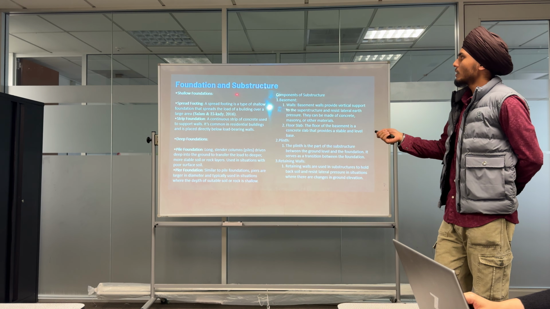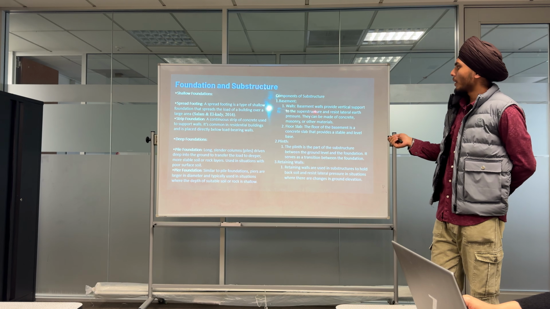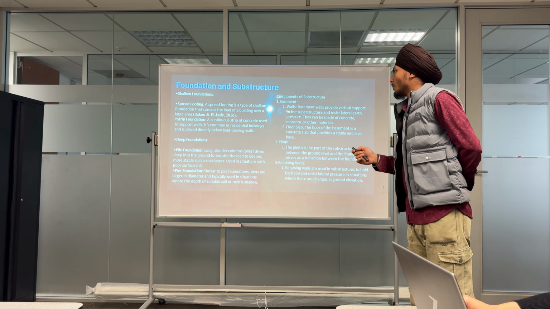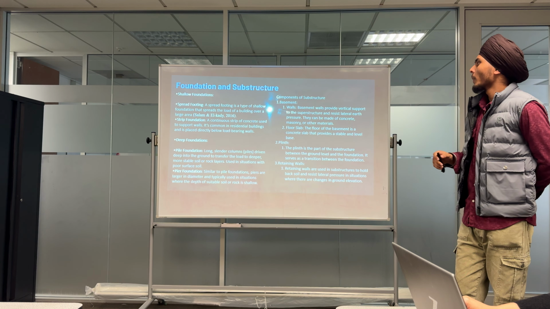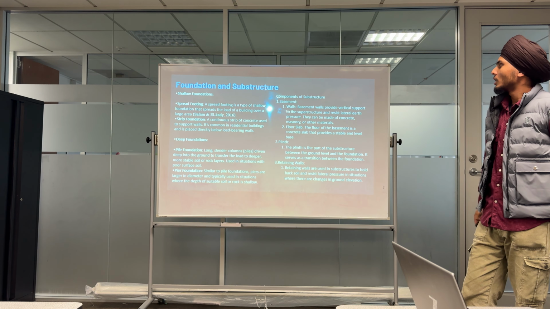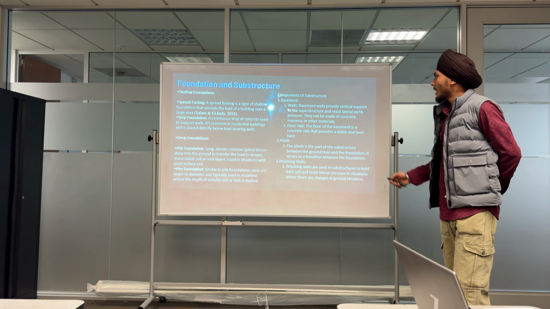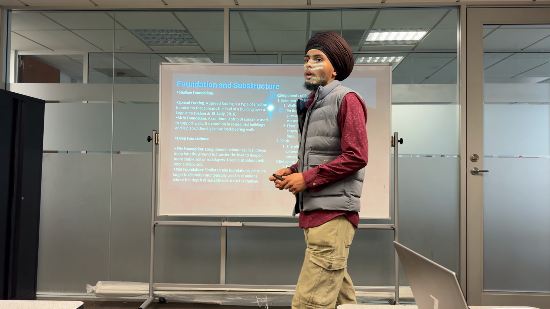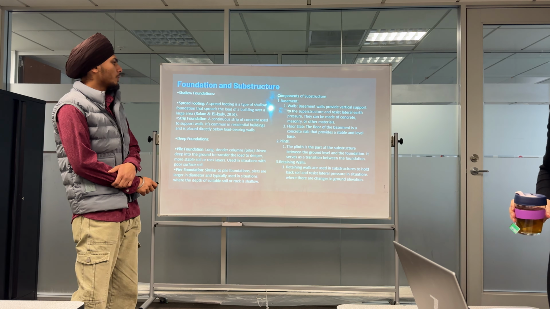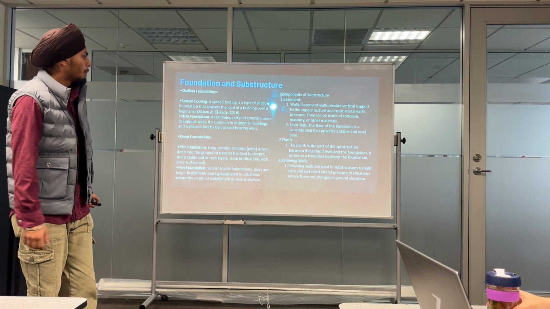Now the second one is substructure. The components of substructure are basement, plinth, and retaining walls. First one is basement, which covers walls and floor slab. Basement walls provide vertical support to the superstructure and resist lateral earth pressure. They can be made of concrete, masonry, or other materials. And the second one is floor slab. The floor of the basement is a concrete slab that provides a stable and level base.